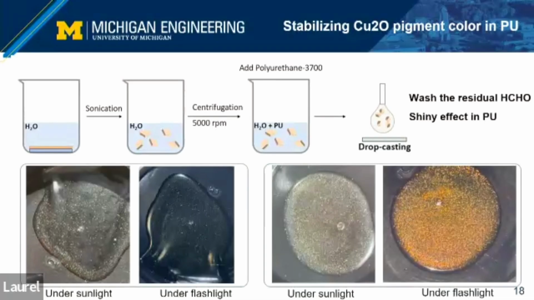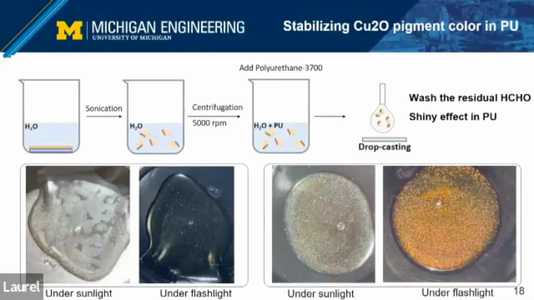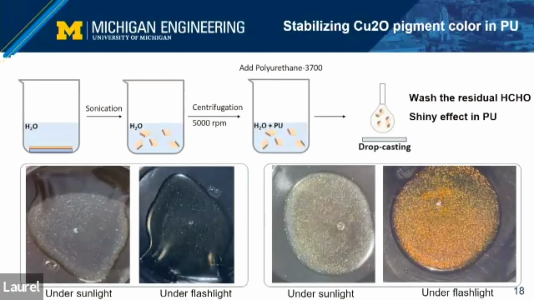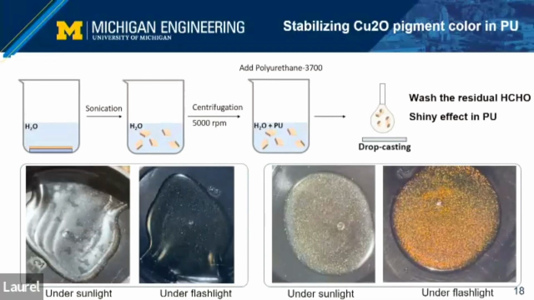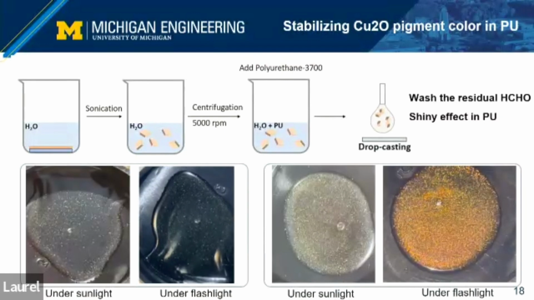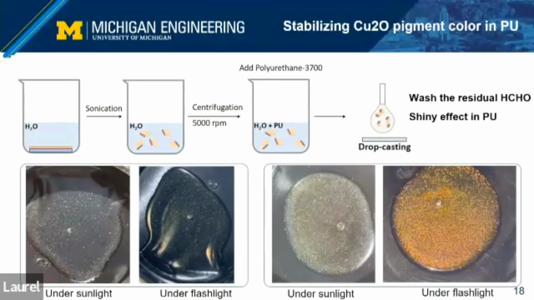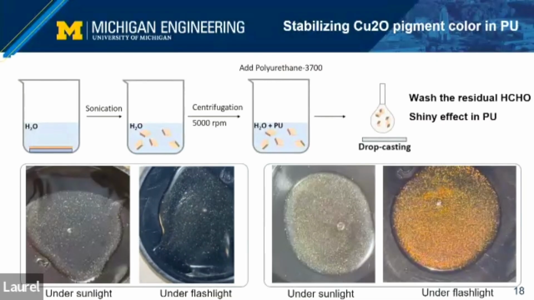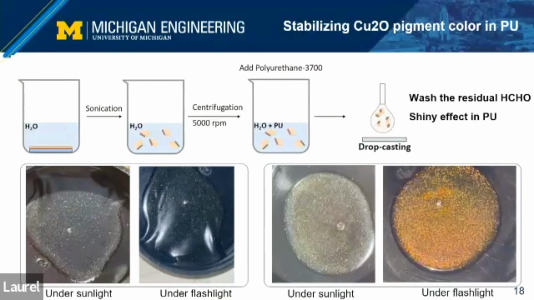So we did the centrifugation, and after doing it several times to wash away all the residual chemicals from the powders, it works pretty well, because here are some samples that I took pictures of both under the sunlight and under the flashlight. And using this new pigment, it shows some bright sparkling effect, like from some pearlescent pigments.